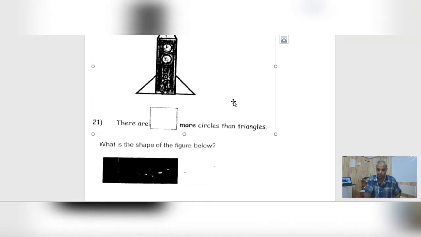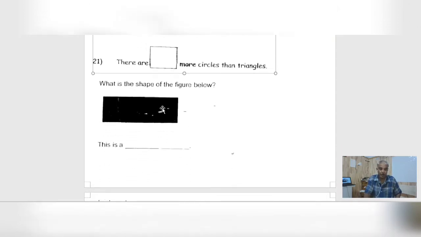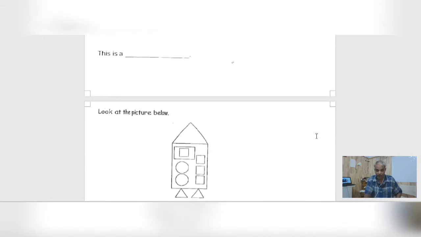I'm sorry, this picture is not very clear, but anyway you have to find out how many triangles are there. So 1, 2, 3 triangles are there, and as far as I can see there are 1, 2, 3, 4, 5 circles, right? So you can figure out that 5 minus 3 is 2. So there are 2 more circles than triangles. This is the answer. Now, what is the shape of the figure below? Of course this is a rectangle. So the child has to understand what a rectangle is, what a triangle is, and all these things.